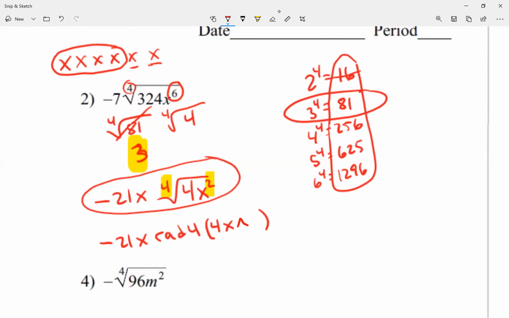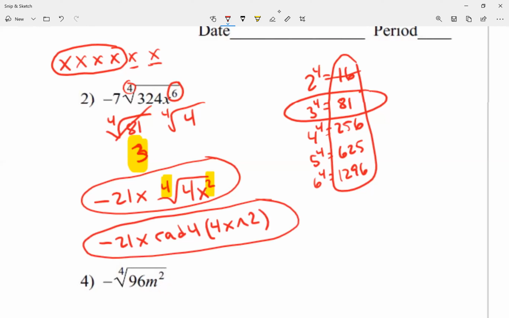And then for the exponent, I'm going to use this caret. We call this caret. Looks like an arrow pointing up. You guys see it on your keyboard, right, where the 6 is? So shift 6. And that's it. -21x radical 4. So root 4. Inside the parentheses, I have 4x squared. Notice for my exponent, I'm using that caret sign.